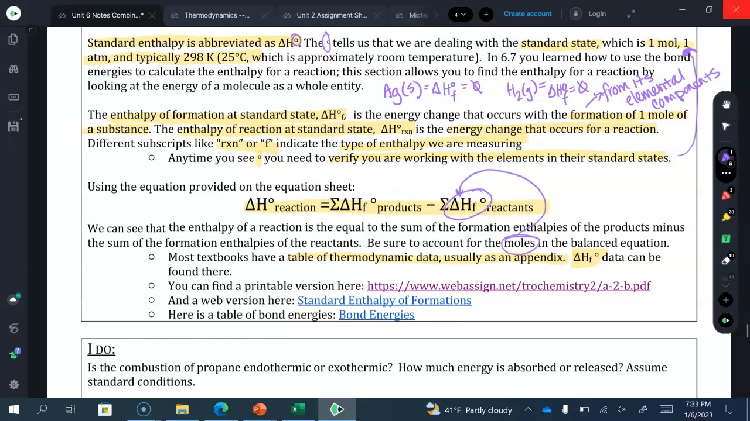Most textbooks have a table of thermodynamic data. It's in the appendix, so you'll want to flip back. This whole note set is also posted on Schoology, so you can pull these up, and these are all live links. I know that the webassign.net Tro Chemistry one does work and it is live, so you can use that one. This is also one for bond energies in case you need it.